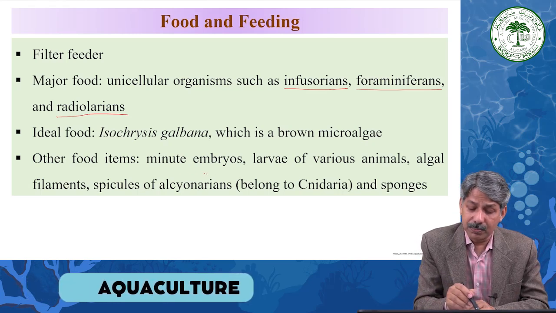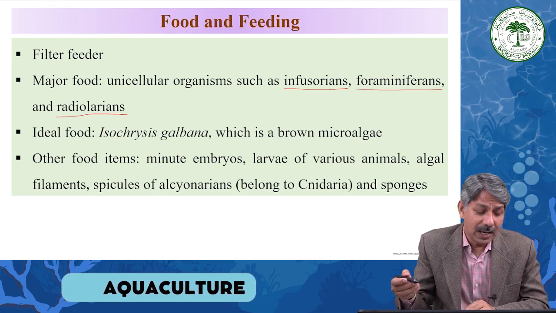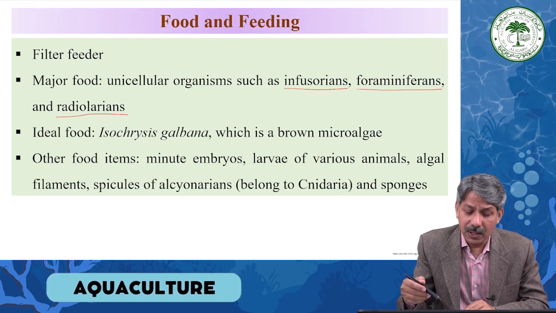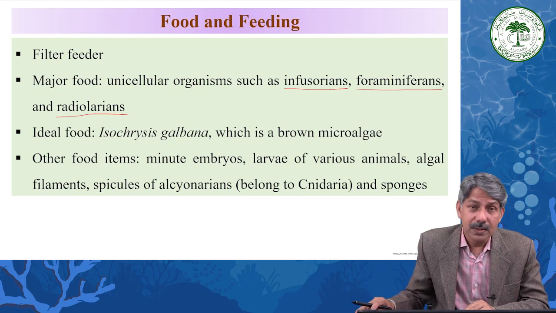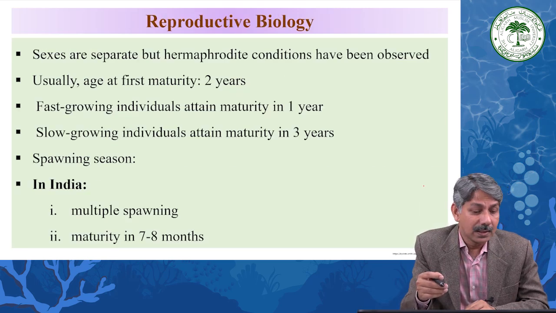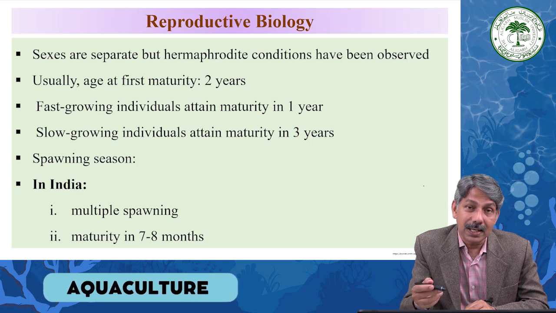Other food items include minute embryos and larvae of different kinds of animals. They can feed upon algal filaments. They also feed on spicules of alcyonarians belonging to Cnidaria, and on sponges. So they can feed upon a variety of food items, but it depends on which region we are having these animals in, and depending on the availability of food in that region, you can get some variation in their food and feeding habit. That kind of thing must be noted.